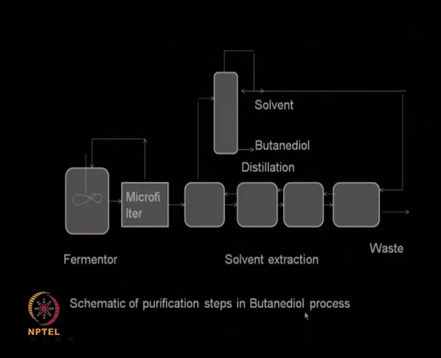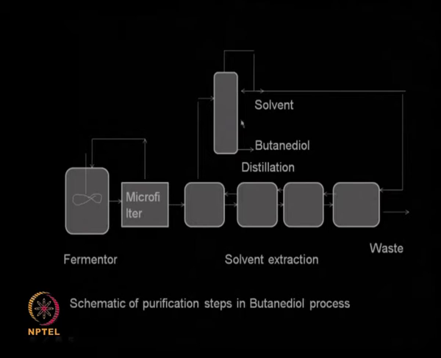So, a typical schematic for the butanediol process: you have the fermenter on the left hand side. Then immediately after the fermentation you have a microfiltration to remove the cells and biomass, which can be put back into the reactor because they are active biomass. So, it can be put back, and then once you get the cell free liquid, you can resort to extraction, and the solvent can be removed from butanediol using a distillation column, and the solvent can be put back into the solvent extraction unit. So, you can have a closed system like that.